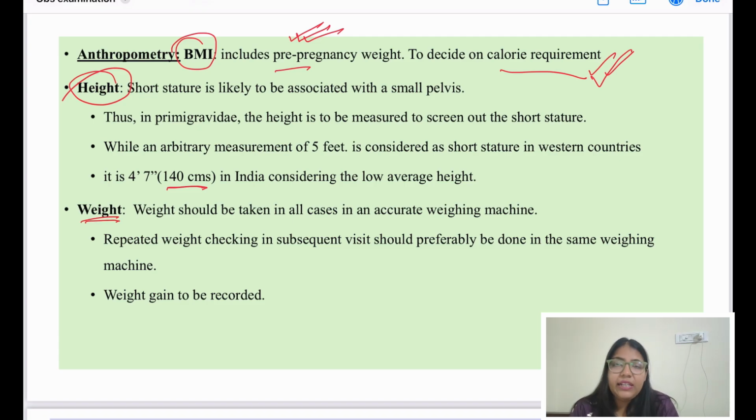Weight should be taken at every visit of the patient, at every ANC visit, while a patient is being admitted in the ward or while you are working up a patient. We should always check the BP and the weight at every ANC visit. Weight should be checked preferably on the same weighing machine every time, because there may be some inaccuracy in every machine. And weight gain has to be recorded because there are recommended kilograms of weight gain in pregnancy which should be allowed for a patient, for the betterment of her and the baby.